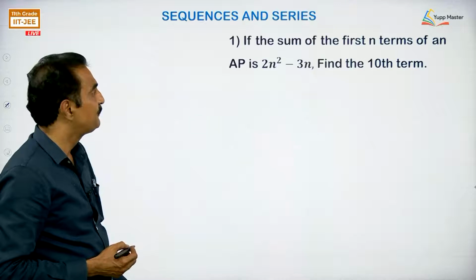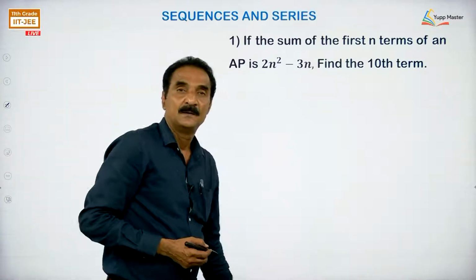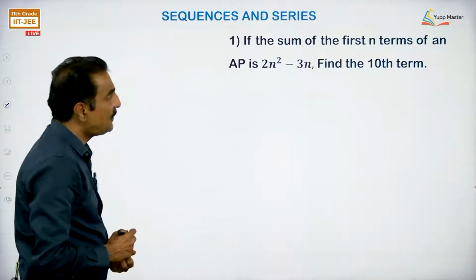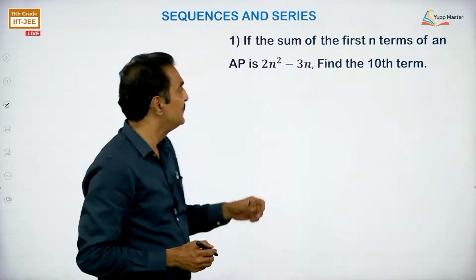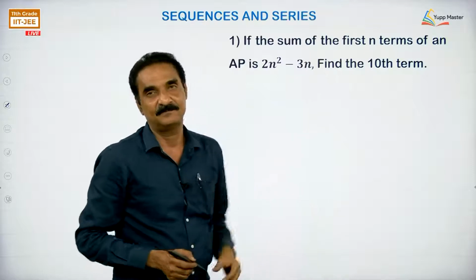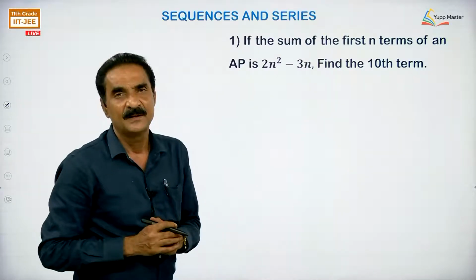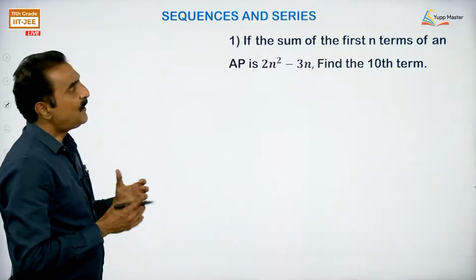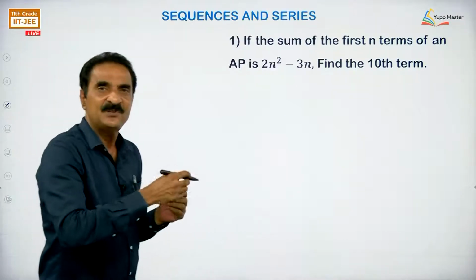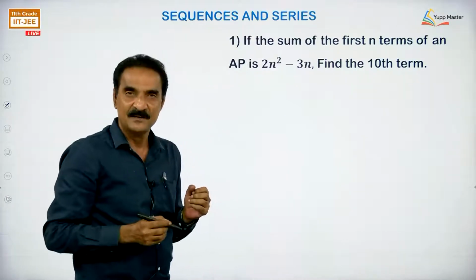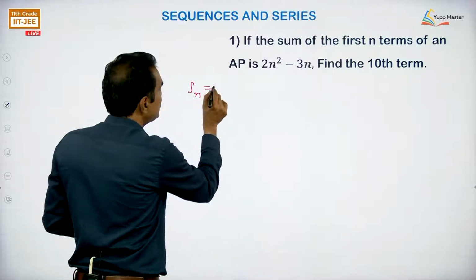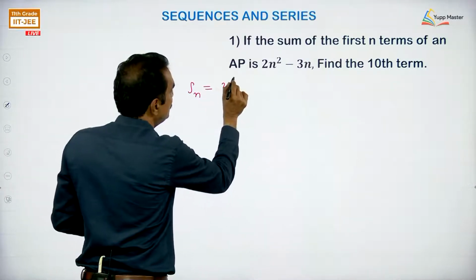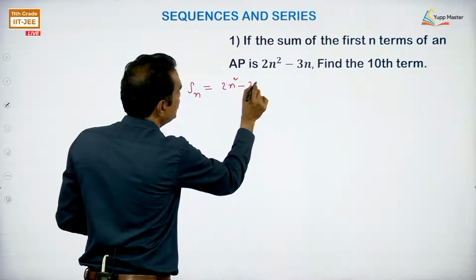First problem: if the sum of the first n terms of an AP is 2n square minus 3n, then find the 10th term. Very simple question. Sum of the n terms means T1 plus T2 plus T3 and so on up to Tn. You will denote it by Sn. Sn is given as 2n square minus 3n.